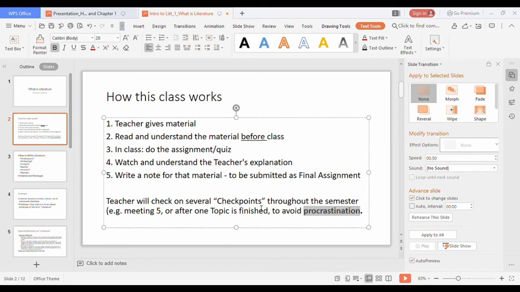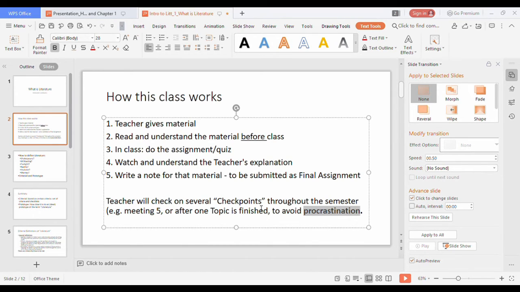Procrastination is when you do something at the very end of the available time, one hour before the deadline, or one day before the deadline, or one week before the deadline. Well, you actually have the entire semester to write the notes and start to build on that summary.